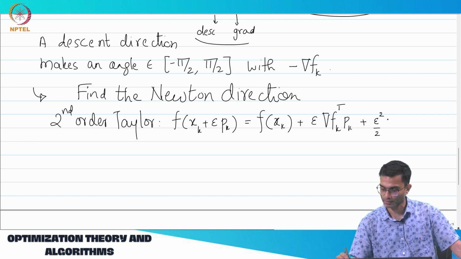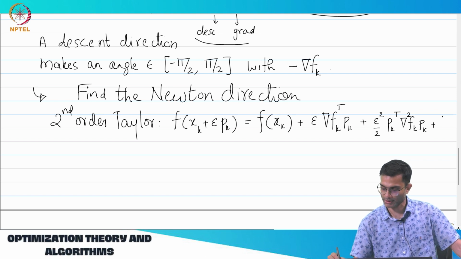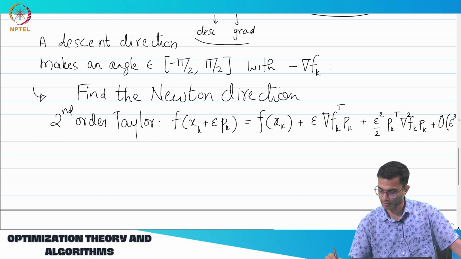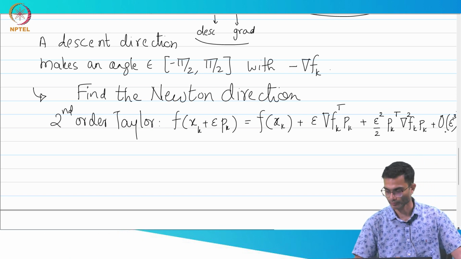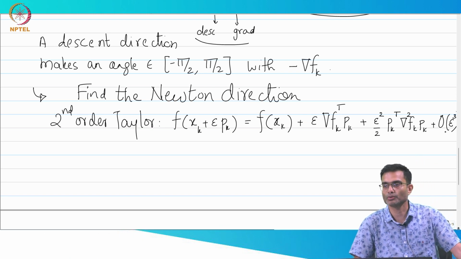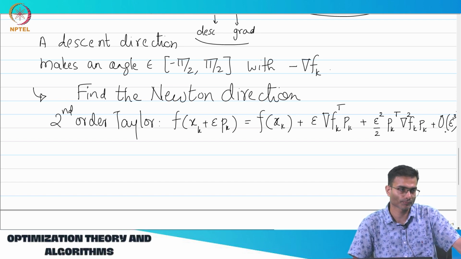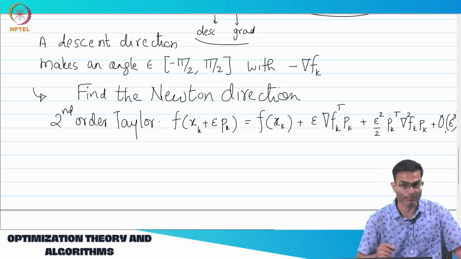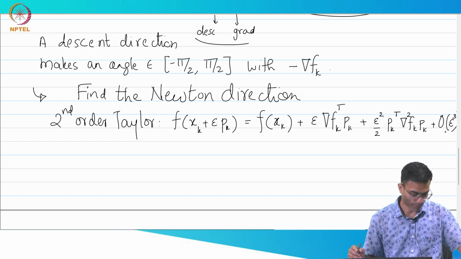Next, pk transpose Hessian pk plus error of order epsilon cube. Okay. So obviously this is also going to be a good approximation as long as epsilon is small, right? It is less stringent than the linear approximation because I am taking into account how the second order term behaves.